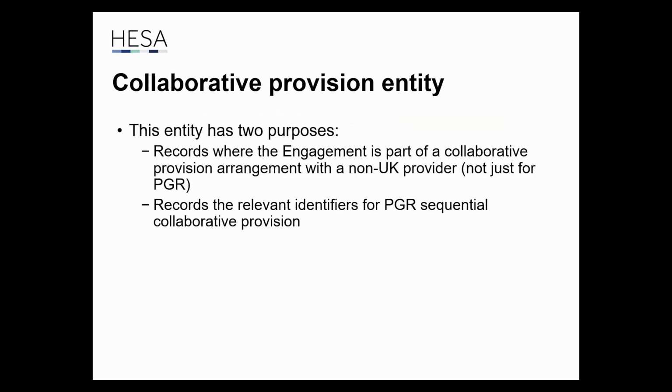The second purpose of the entity is where the engagement is part of a postgraduate research sequential collaborative provision arrangement. So the student starts off at provider A and then transfers to provider B. Provider B needs to tell us some information about the student at provider A so we can link those two engagements together.